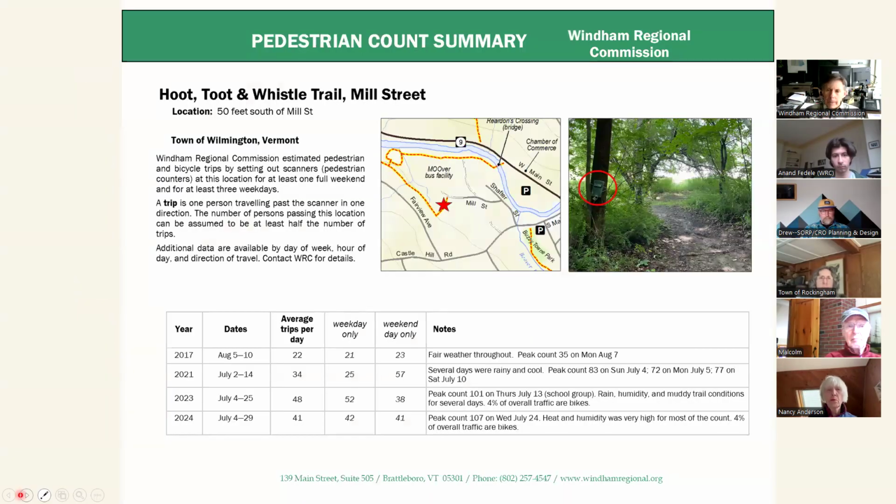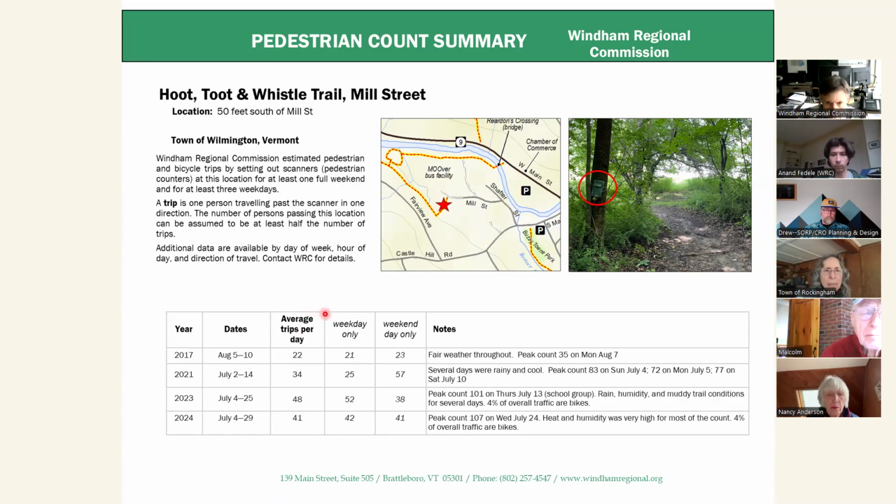So what do our data products look like? Here's an example of the Hoot, Toot, and Whistle Trail out in Wilmington. So we have years that we've collected the data. We have the count dates. And years ago, we would do them for about a week, but we're trying to do them for 2 or 3 weeks. We have information on the average trips per day. And again, a trip is one person passing the counter in one direction.